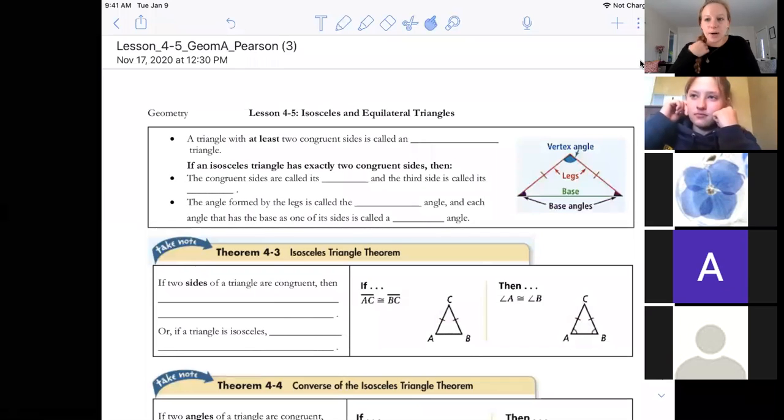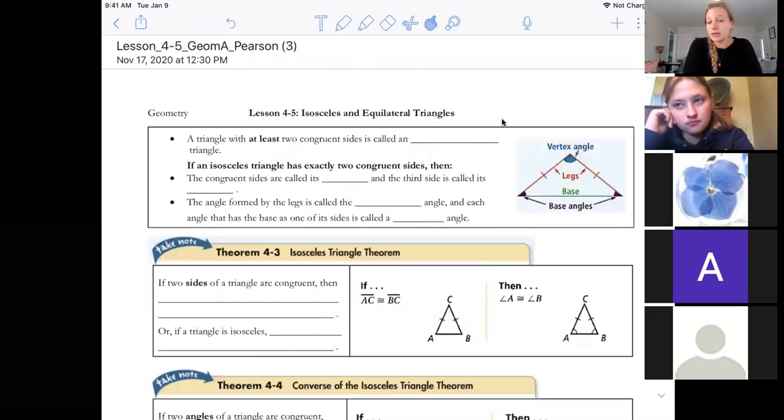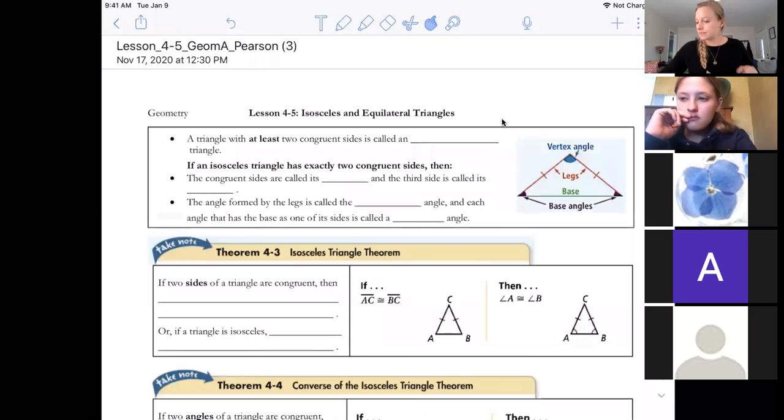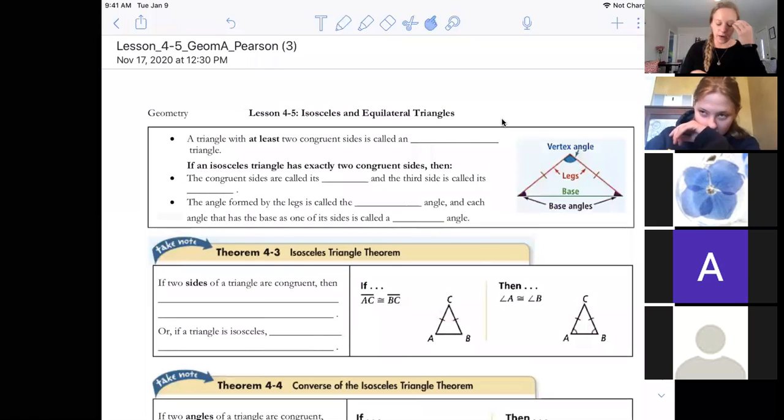So in case anyone needs to watch this again, this is lesson 4.5. And we're just gonna go through these notes. The first part is some vocab. Everybody's with me, right? I'm not moving too fast. All right. First part is vocab, and these are triangles that you've probably dealt with before.